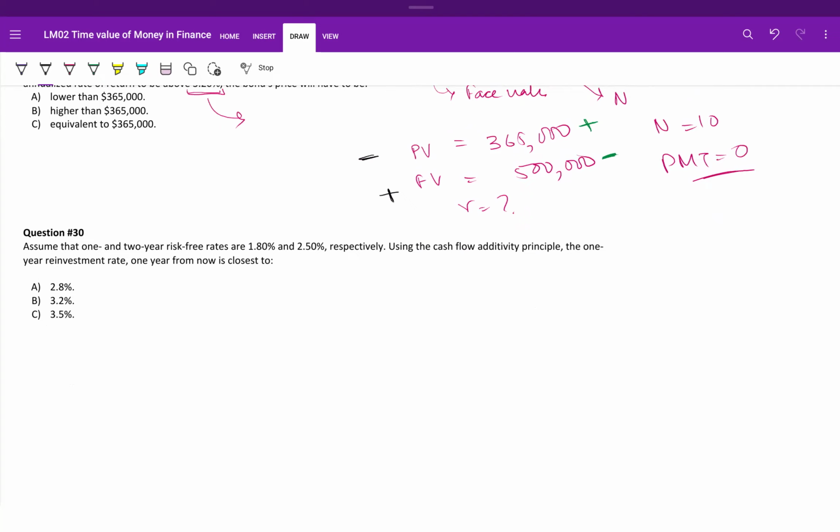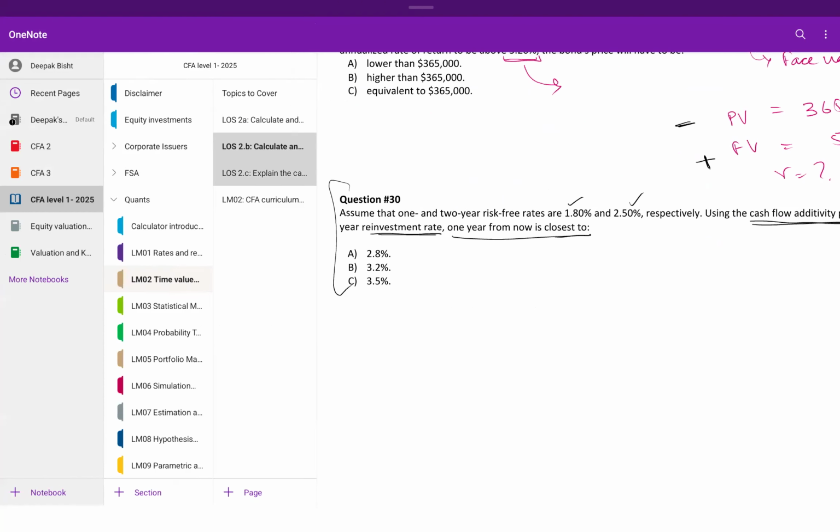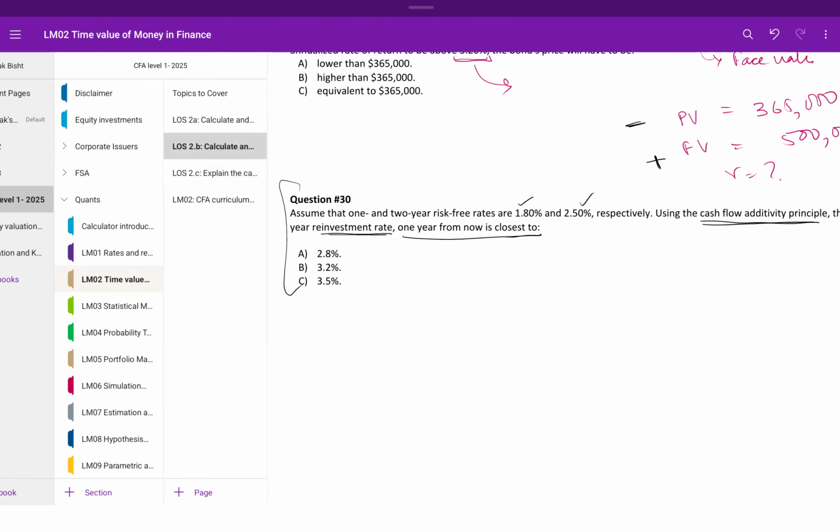Question number 30. So now let's assume that 1 and 2 year risk-free rates are 1.8 and 2.5. These are two risk-free rates. And using the cash flow additivity principle, the 1 year reinvestment rate 1 year from now would be closest to what? Okay, this is a question from the next reading, the next LOS. So we will discuss this question there.